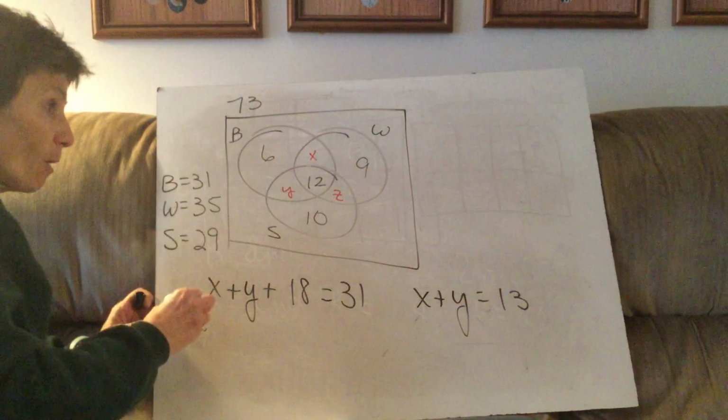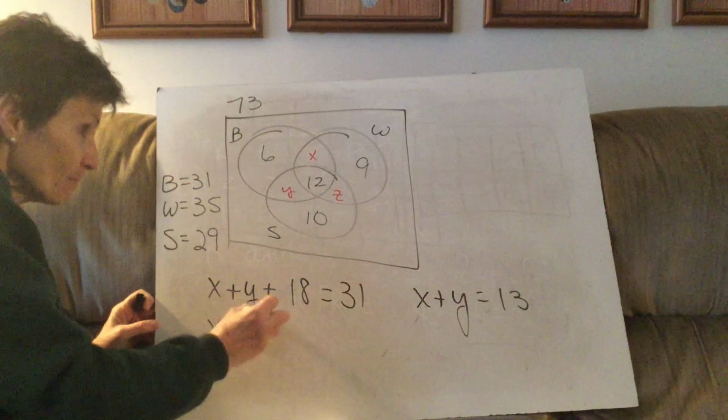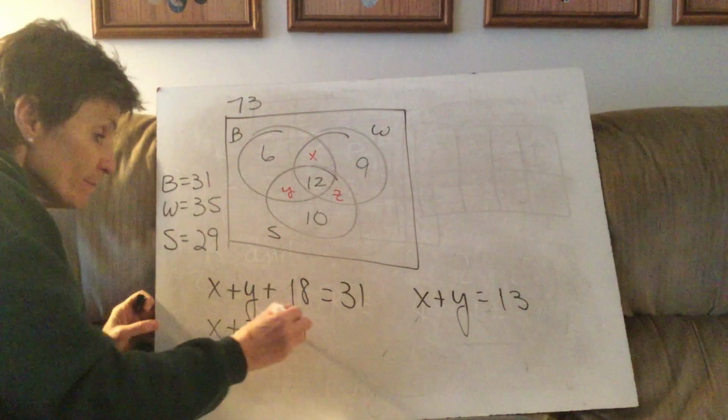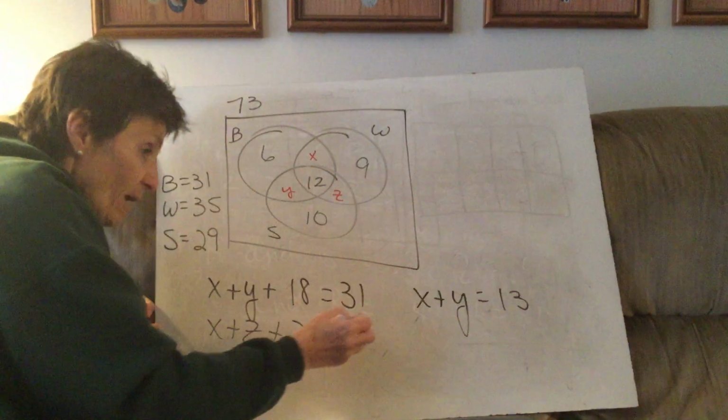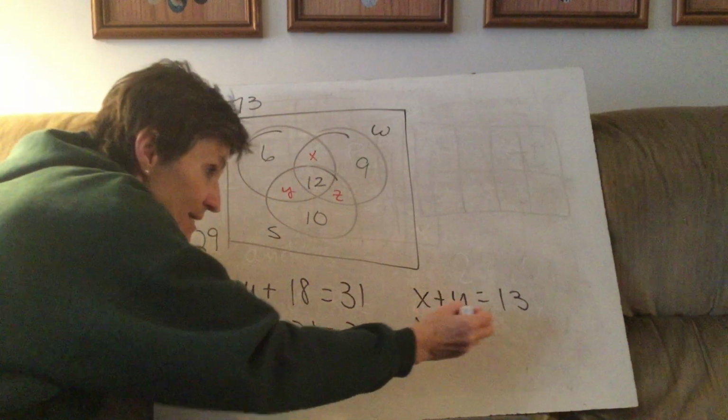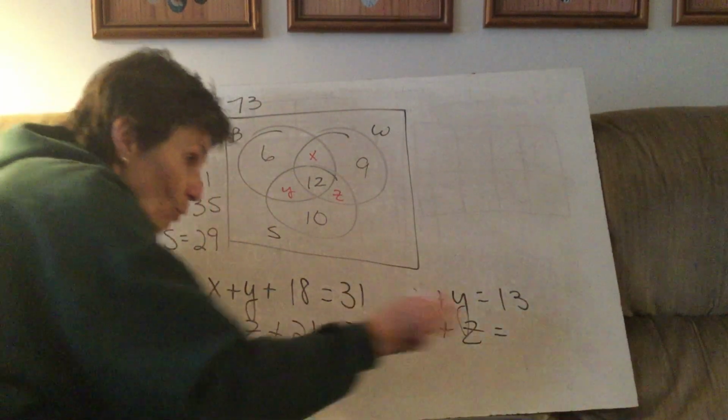Okay, let's go to the W ball. We have X and Z, and 21, that has to be 35. So X and Z is 14.